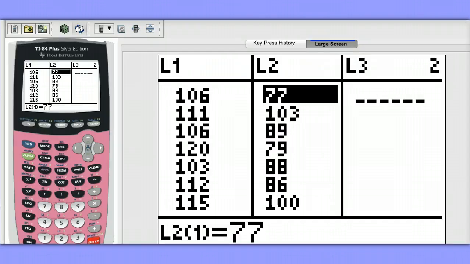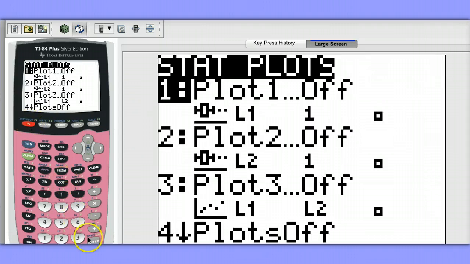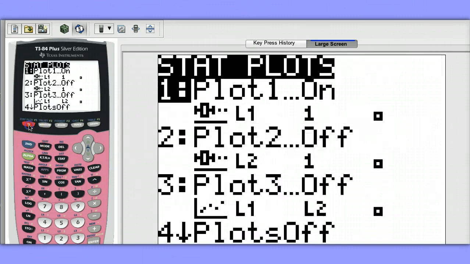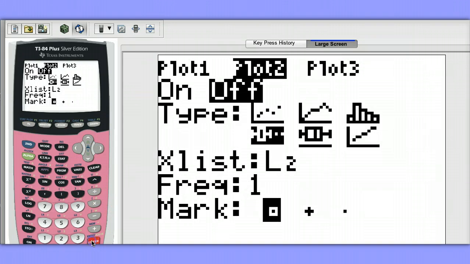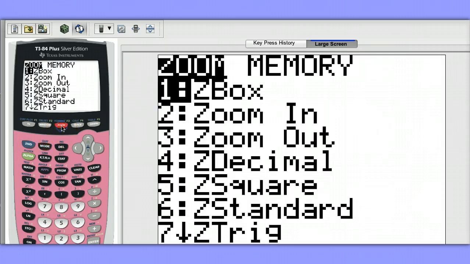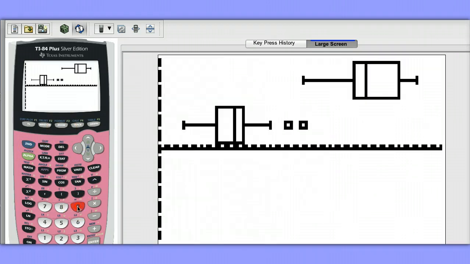So you can see that I have the data entered in list 1 and list 2 in my calculator, and I'm going to create a pair of parallel box plots. So I'll turn plot 1 on, and the type I've chosen here is a modified box plot, and we're going to choose list 1. So that's okay. Do the same thing, hit second, stat plot, turn plot 2 on. Once again, I've chosen the type modified box plot, my data is in list 2. I'll quit out of there and then choose zoom, option 9, which is zoom stat.